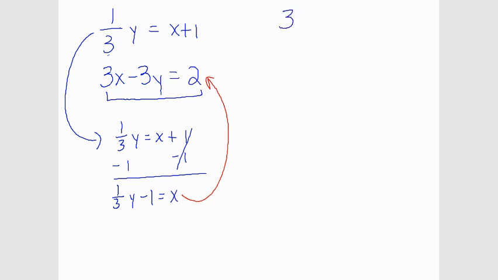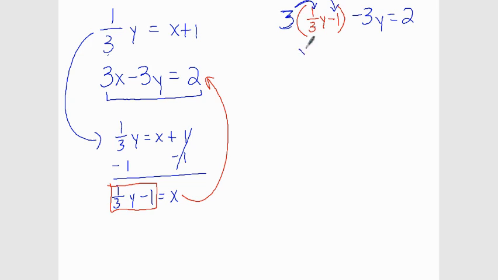So off to the right here, I'm going to write 3x. Actually, no, I'm going to substitute in for x. So that will be this part right here: 3 times 1/3 y minus 1, and that's minus 3y equals 2 for the rest of it. Okay, so let's go ahead and distribute the 3. 3 times 1/3, that's 1, so I just get y minus 3 minus 3y equals 2.